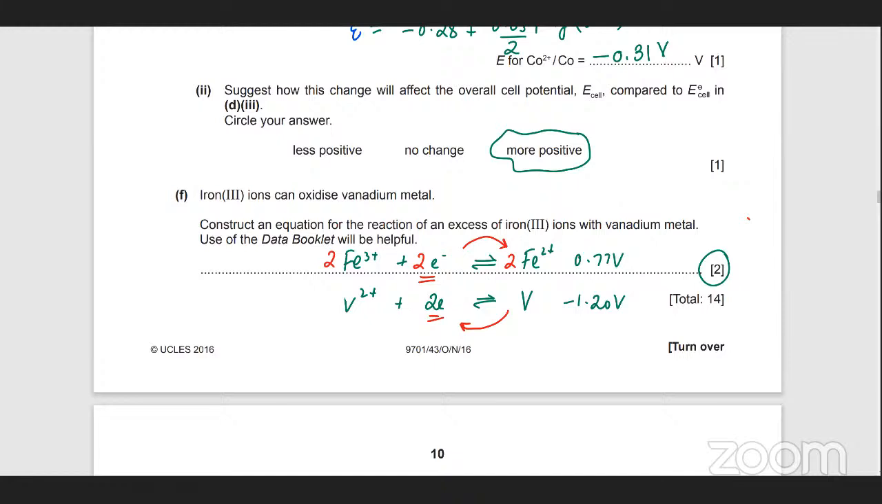If you add the reactants, it's 2Fe3+. In the second equation, the reactant is vanadium, and the product in the first one is 2Fe3+, Fe2+, sorry, and in the second one the product is V2+. Okay, that's your overall reaction. Construct an equation for the reaction. So we have constructed it using the data booklet.